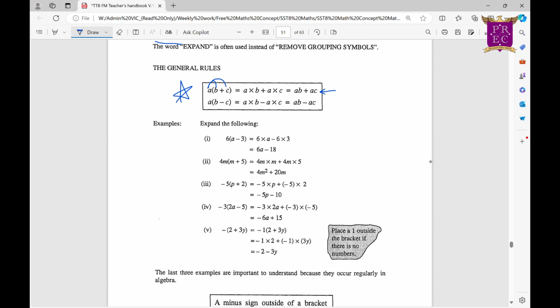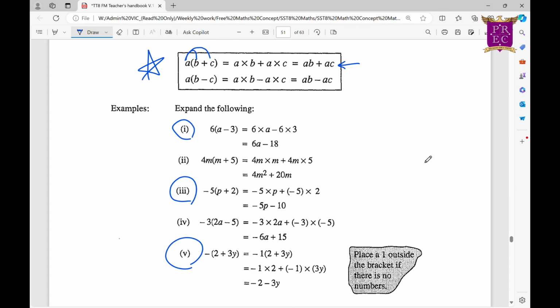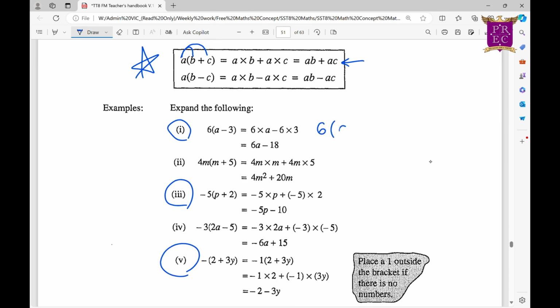So let's review a few of the examples. Let's look at examples 1, 3, and 5. Example 1 is fairly straightforward. It's just asking you to expand 6 bracket a minus 3. And so how you'll do that is you'll multiply a by 6, and you'll also multiply negative 3 by 6.